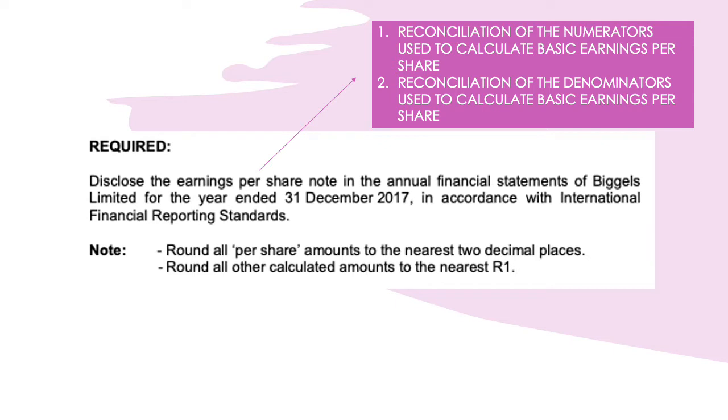IAS 33 requires that an earnings per share note be disclosed in the financial statements. And basically in this note, we detail two things specifically. We detail a reconciliation of the numerators used in order to calculate basic earnings per share. Now, what is the numerator in the calculation of earnings per share? It's our earnings. So we basically show in this reconciliation how we went from profit to basic earnings. And then secondly, we show a reconciliation of the denominators that are used in order to calculate the basic earnings per share. Now the denominator is the weighted average number of ordinary shares outstanding. So we show how we got to the WANZO.